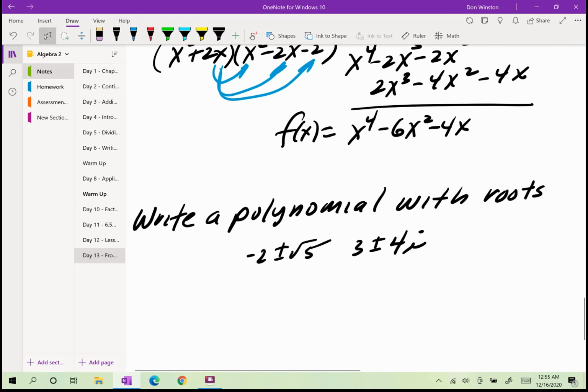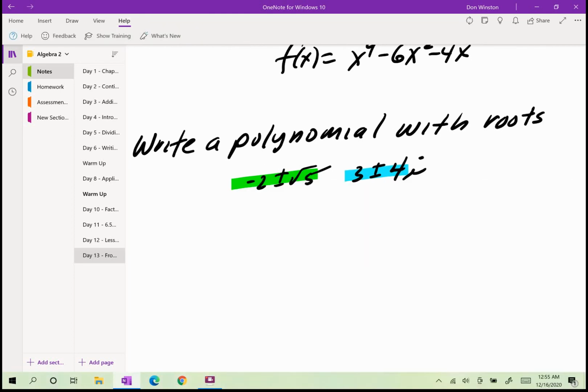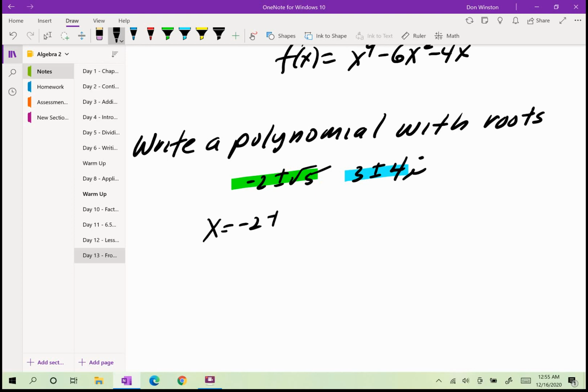And then finally, let's say here I have a polynomial with these roots here. So negative 2 plus or minus root 5, and then 3 plus or minus 4i. So again, we have to find the factors for those roots. So I'll start with the irrational roots. So x equals negative 2 plus or minus root 5.